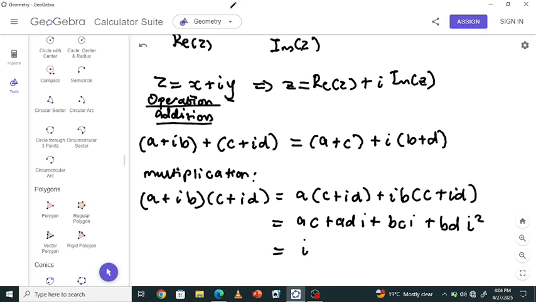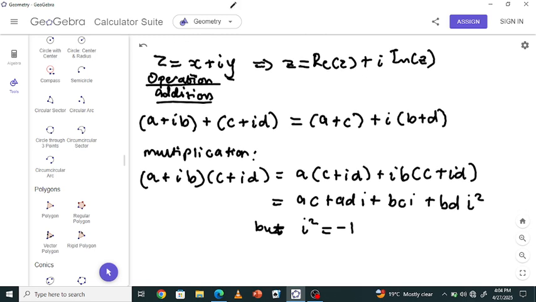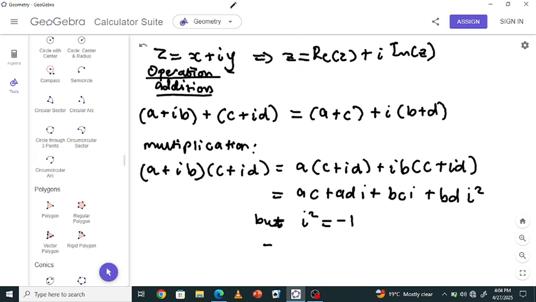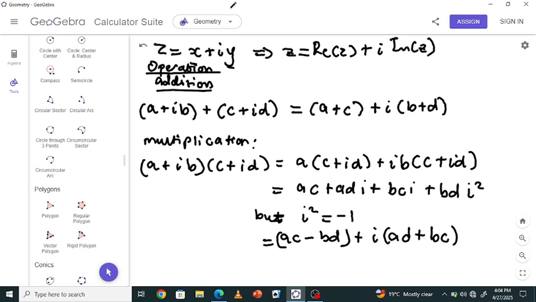What did we say about i squared? We say i squared is equal to -1. That means that sign will change. We're going to get ac minus bd plus i into ad plus bc. And now that's how we conduct multiplication in complex numbers.